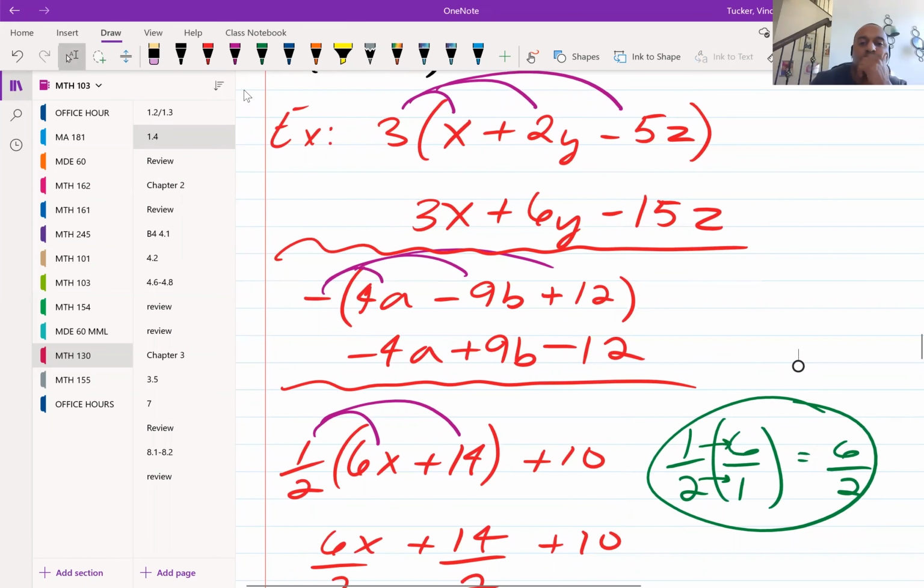All right, so the next one. Next one, we have 1/2 times 6x plus 14, plus 10.